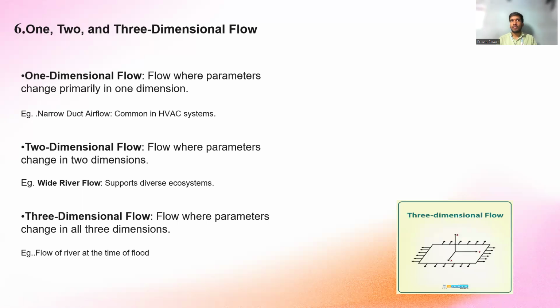We notice that the flow of water is going in any direction, in all three directions, not only in one direction. So the best example of three-dimensional flow is the flow of a river at the time of flood. In the image of three-dimensional flow, you can see the flow moving in the X direction, Y direction, and Z direction. So this is the short presentation about the types of flow in fluid mechanics.